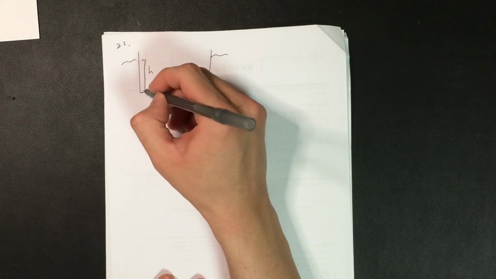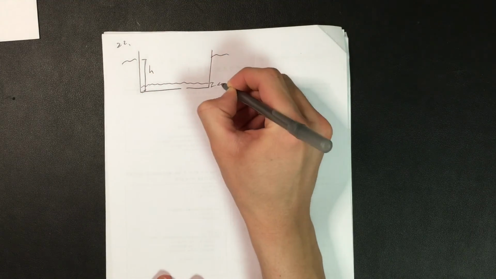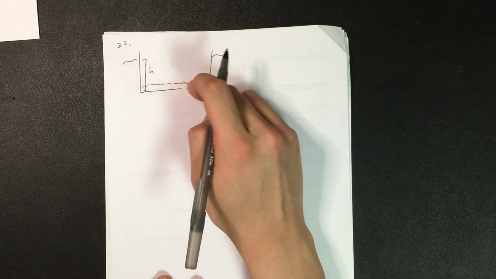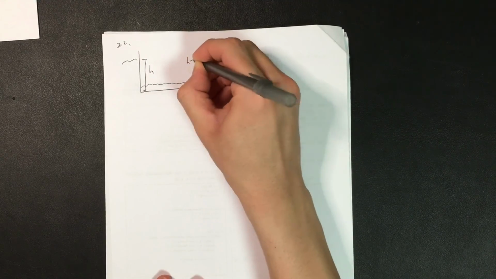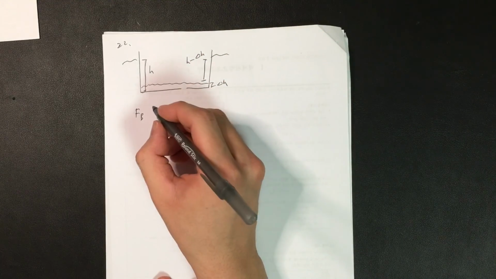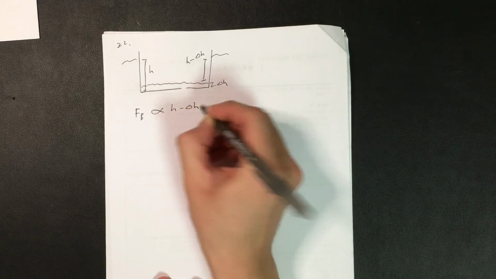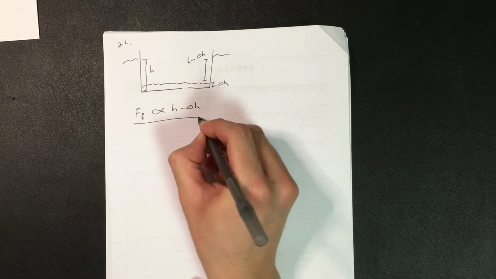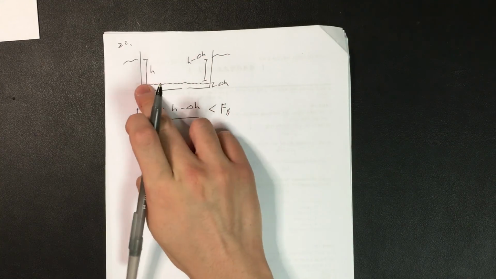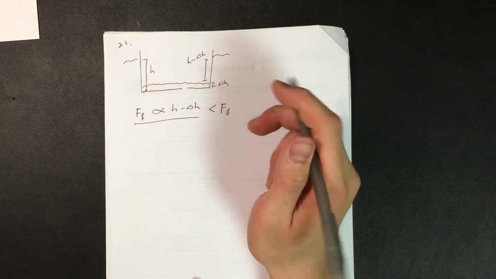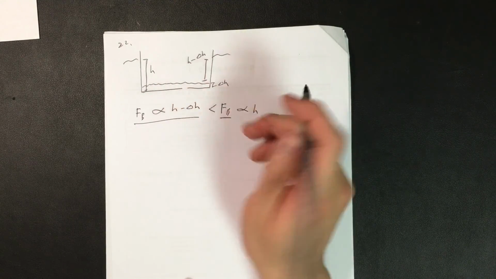Let's say the initial height difference equals h. And after some time has passed, a water level of delta h has built up in this rectangular boat. Then the new height difference equals h minus delta h. And from Archimedes' principle, the buoyancy force is going to be proportional to h minus delta h. And note that this new buoyancy force is less than the original buoyancy force where this water level was absent, because the original buoyancy force was proportional to h instead of h minus delta h.